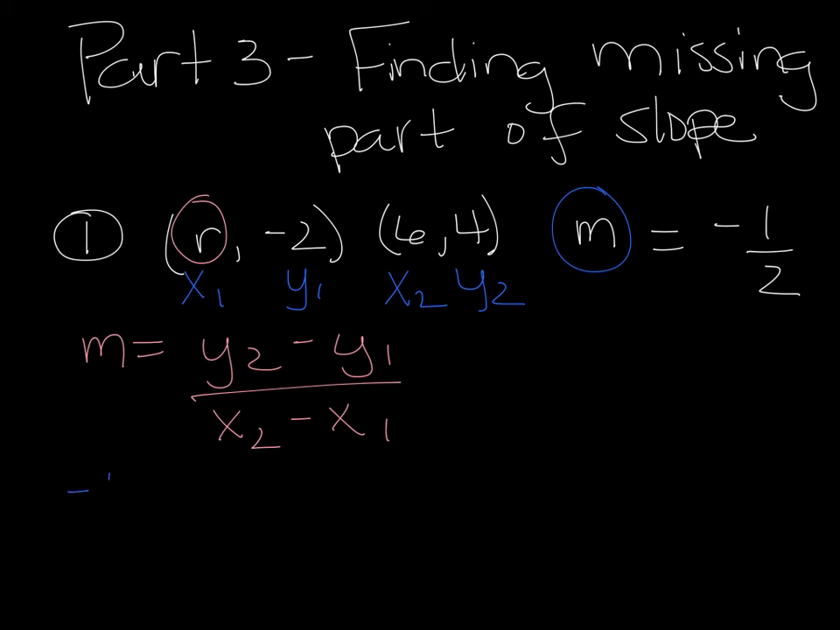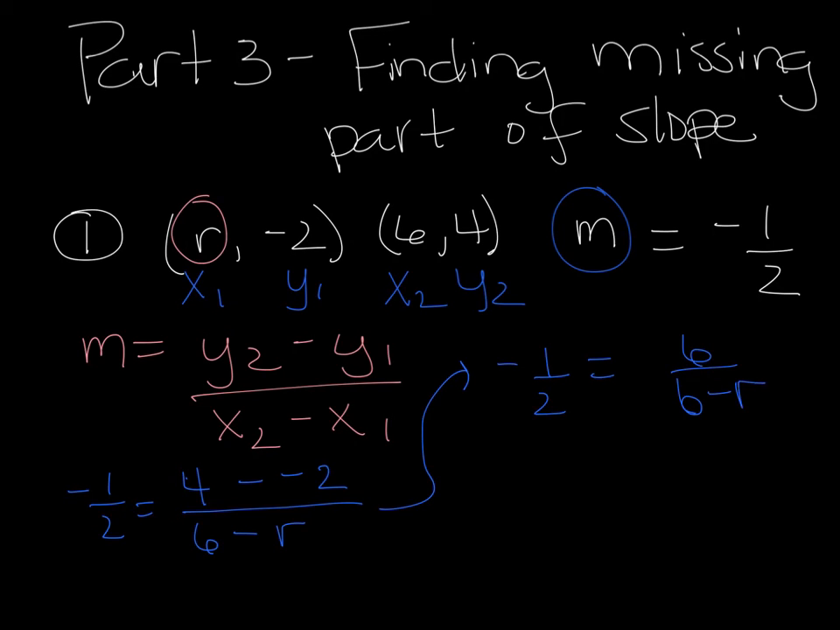So the slope is -1/2 equals, on the top, y sub 2 is 4, minus y sub 1 is -2. On the bottom, x sub 2 is 6, minus x sub 1, which is r. So I have -1/2 equals 4 minus -2 over 6 minus r. So I'm going to do whatever computation I can do here. So I have -1/2 equals 6 over 6 minus r. And you should notice that this is a simple equation to solve. It's a proportion, so we're going to cross multiply.